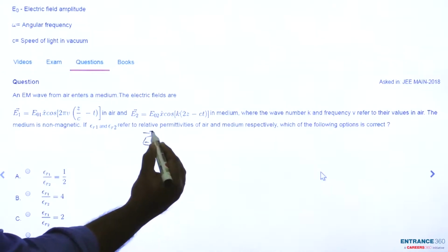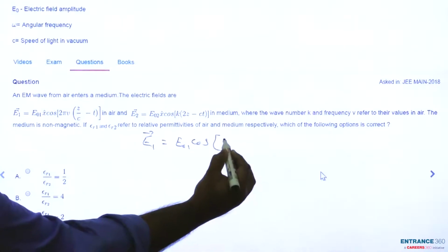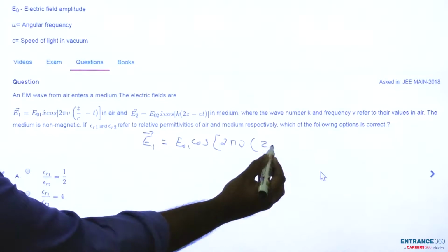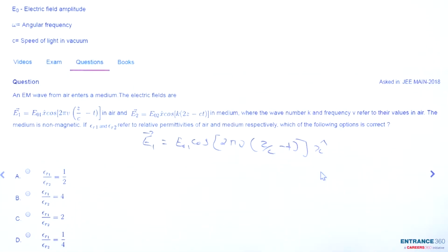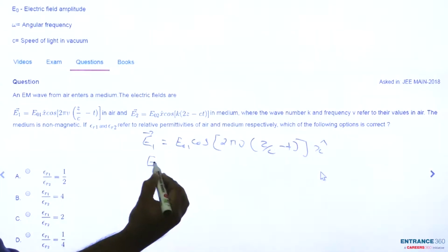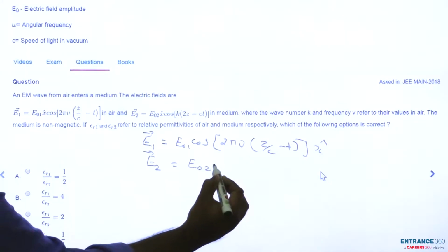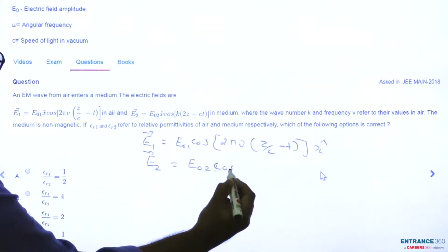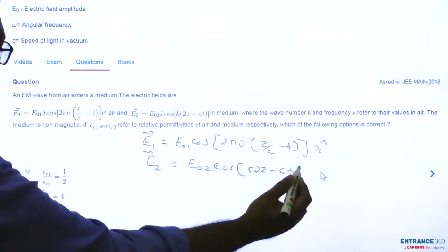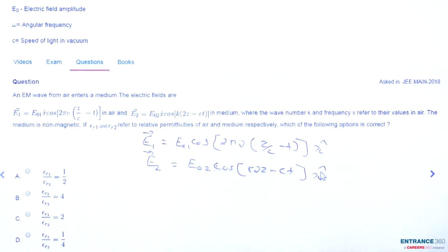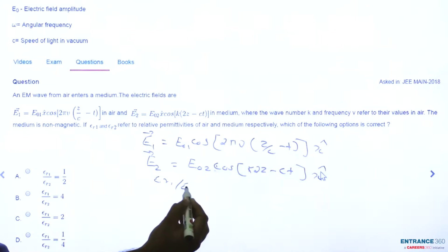Given E1 equal to E01 cos 2 pi nu (z by c minus t) x cap, and in the medium the electric field is given as E2 equal to E02 cos k (2z minus ct) x cap. We have to find out epsilon r1 by epsilon r2.